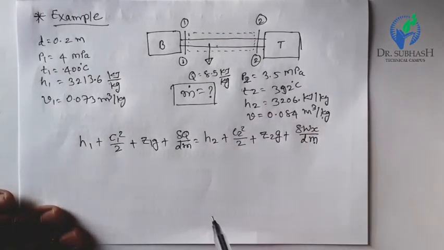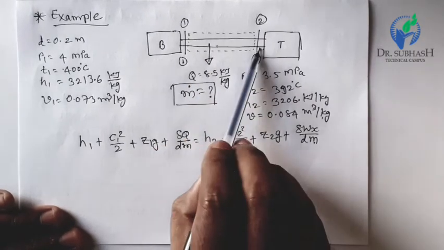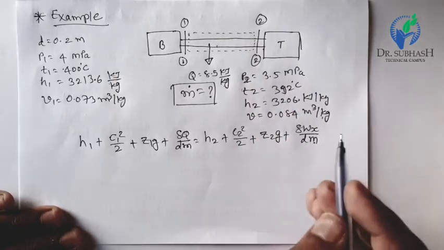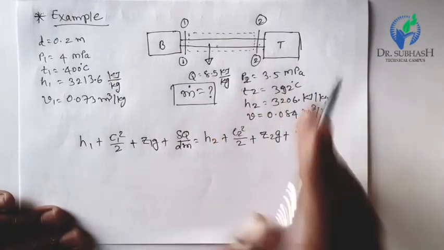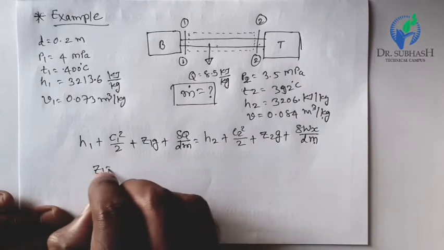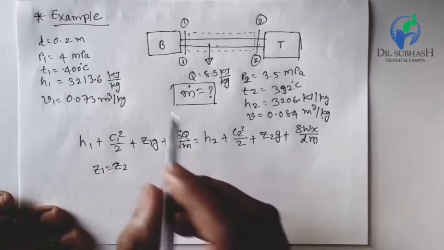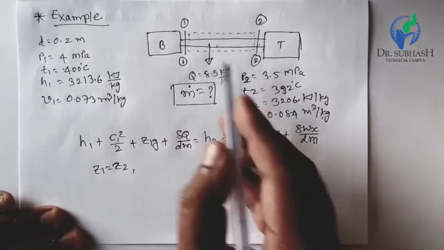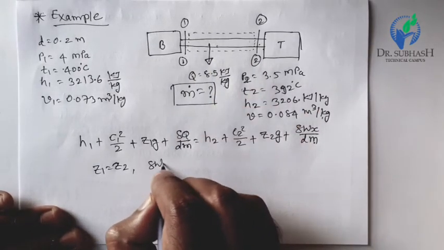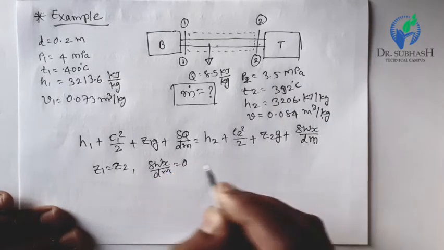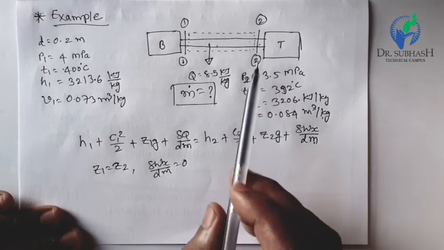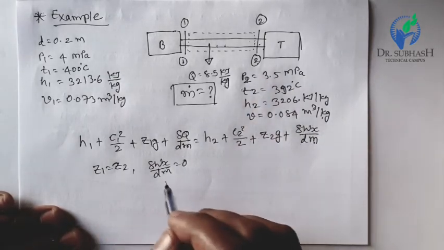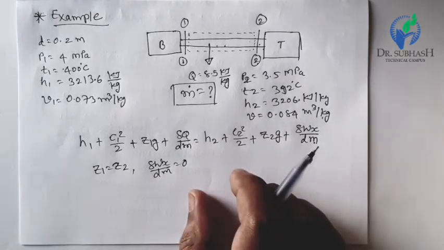As the pipeline is given in horizontal form and there is no inclination given, we will consider the pipe perfectly horizontal. So in this equation Z1 equal to Z2. Also, there is no shaft work in the pipe, so we can say del Wx by dm equal to 0, because there is no work transfer from the pipe or to the pipe. This is our consideration for this equation.